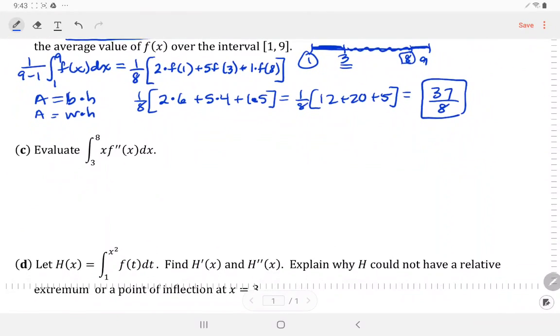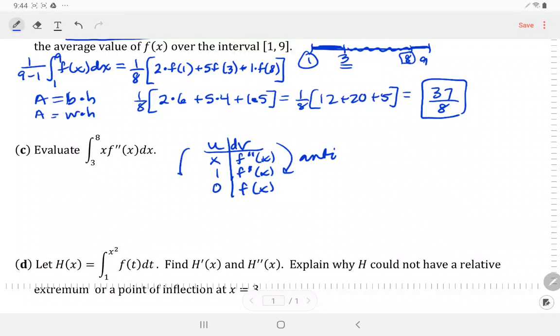Maybe parts? I feel like this is parts. Okay, so I like to use the table method for parts, so UDV. So UDV would be x, the derivative of x is 1, the derivative of 1 is 0, and then f double prime of x, antiderivative would be f prime, and the antiderivative of that would be f of x. Those aren't really hooked. So remember, you take antiderivatives this way, and you take derivatives this way.